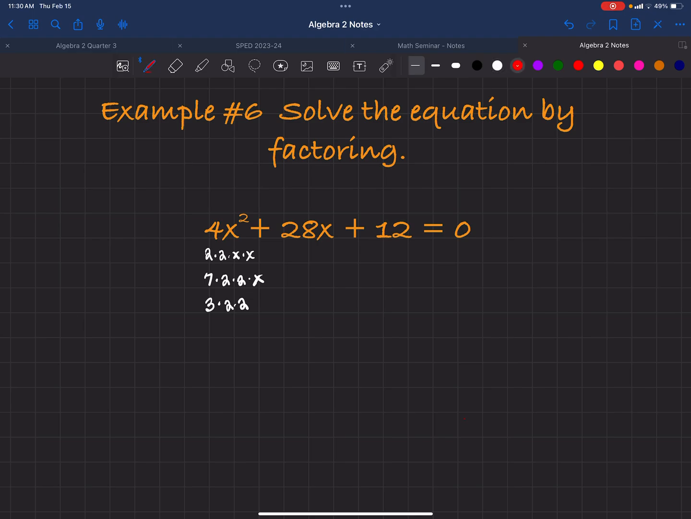You should notice that they all have a 2 in common. They also have another set of 2 in common. So since I have 2 sets of 2's in common, my GCF is going to be 4.